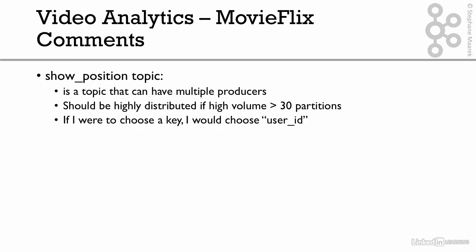Now, if I were to choose a key, I would choose user ID for that topic, and the reason I would choose the user ID key is that I probably want all the data from my users to be in order, okay? I don't really care about ordering across users, but I care about ordering for one user. So I would choose user ID as a partitioning key.